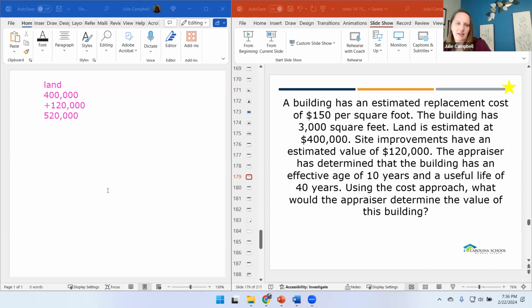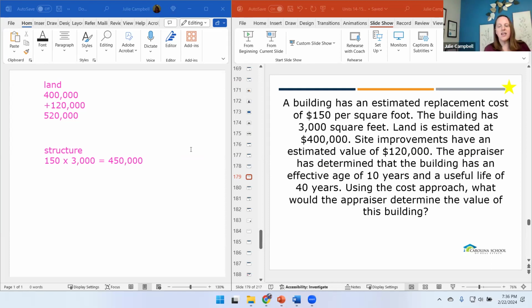So now that we've determined the land value of 520,000 as if it were separate, now let's look at the structure. To find the replacement cost, I know that each square foot goes for $150. Every single square foot costs $150. And there are 3,000 square feet. So if each square foot costs $150 and there are 3,000 square feet, if we were to build this thing new today, it would cost us roughly $450,000.